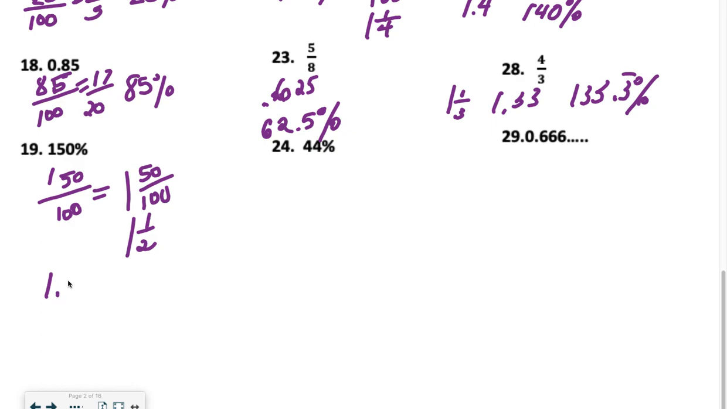And if we move 2 to the left, that would be 1.50, or 1.5 as a decimal. 44% can be written as 0.44 when we move 2 to the left. As a fraction, 44 over 100, which if we divide the top and bottom by 4, we get 11 over 25. And then finally 0.6. So this one's kind of hard to write as a fraction.